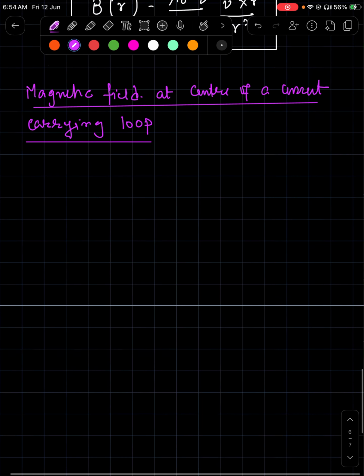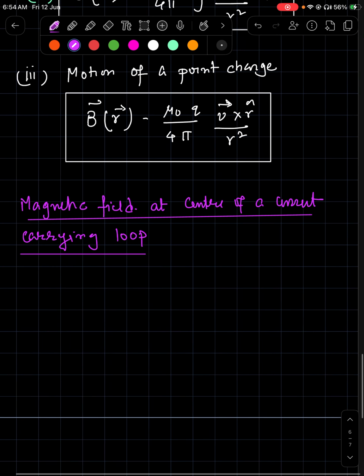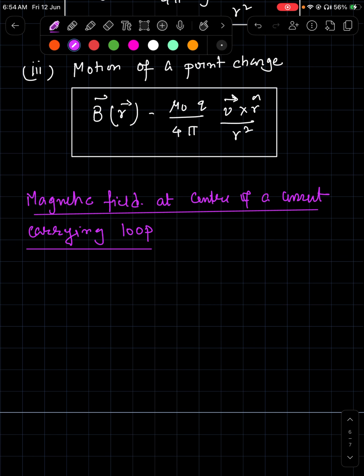So this is the expression. We have to apply the Biot-Savart law to find it. It's a very, very easy one. First I am going to draw a circular loop, and suppose the current is flowing here, and this is the center.